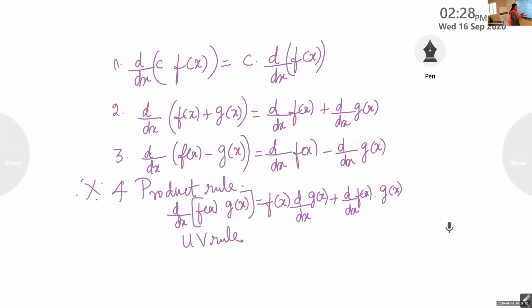U is a function of x; u and v are two functions. So in that case, the same rule we can write like this: uv the whole dash. Dash means it is the derivative, like y dash. Product rule for two functions. Which are the two functions? U and v. Product rule for these two functions.